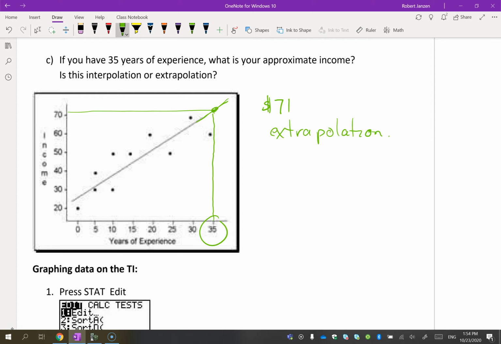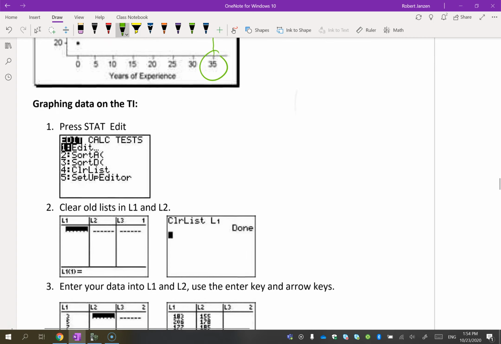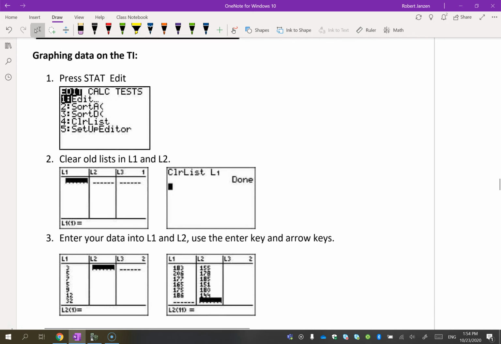Okay, so that's doing it by hand. Let's now look at how to do it with a calculator. And I'll admit this is pretty tricky. There are a lot of keystrokes here. I think you should probably make yourself some notes on your cheat sheet so that this becomes a little bit easier to do.